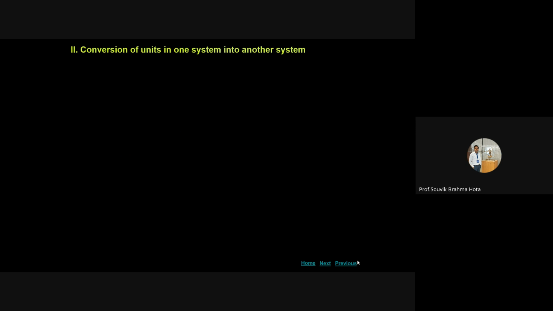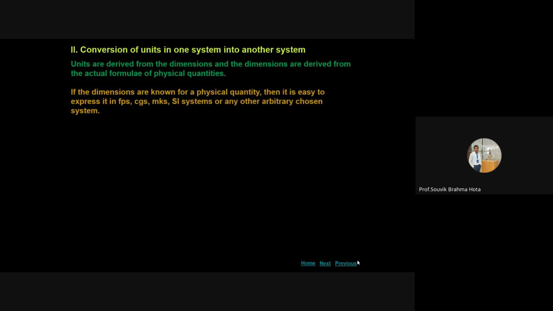Now, conversion of units from one system to another system with the help of dimensions. Units are derived from dimensions, and the dimensions are derived from the actual formula of the physical quantity. If the dimensions are known for a physical quantity, then it is easy to express it in FPS, CGS, MKS, SI, all these systems. What we should do? See the formula.